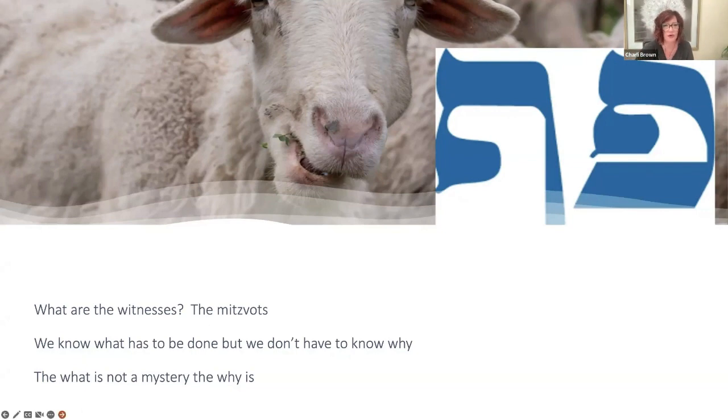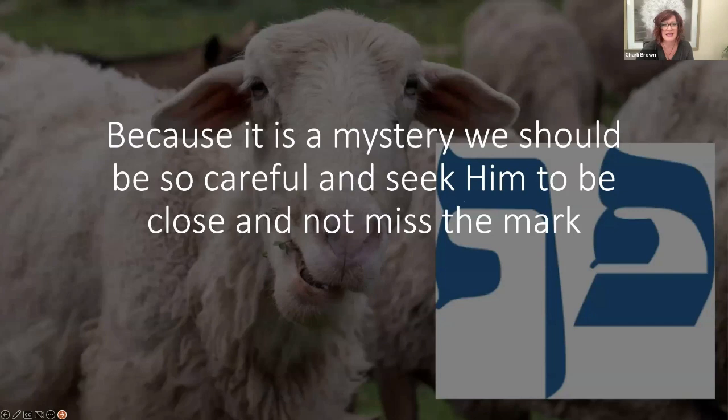That's what he's reinforcing to us in this, because it is a mystery, because it's wondrous, it's unfathomable to us. He's telling us right now that we have to be so careful to seek him, to be close to him, so that we don't miss the mark, so that we don't sin against him. He's wanting us right here to be so close, to observe them.